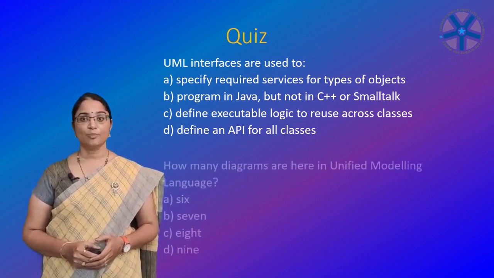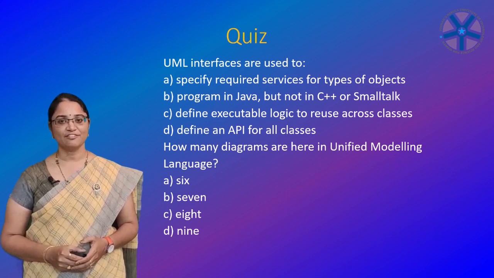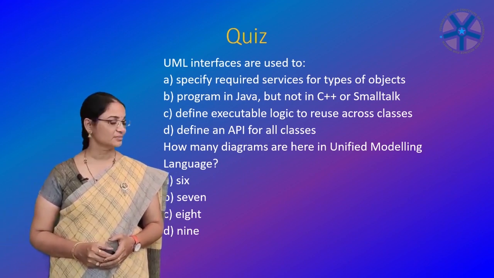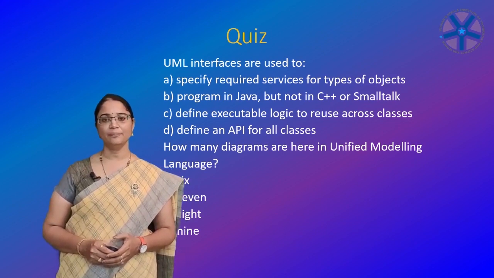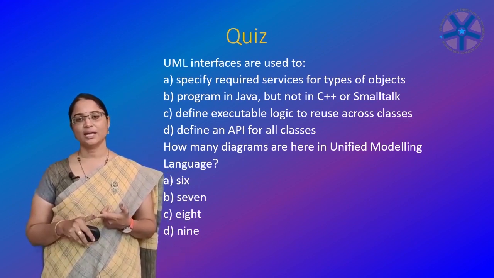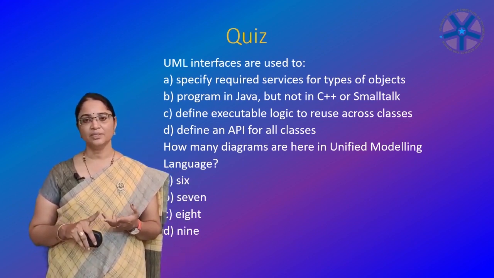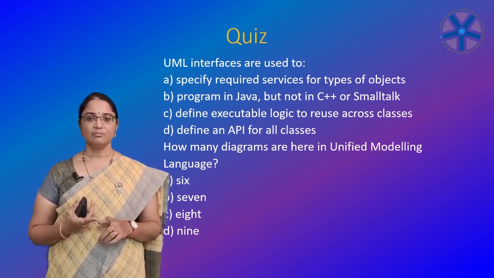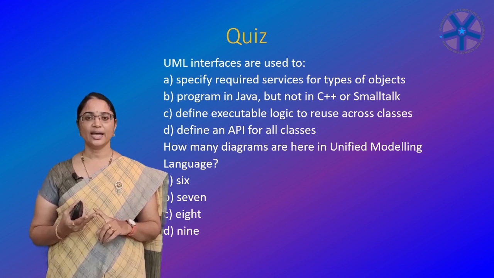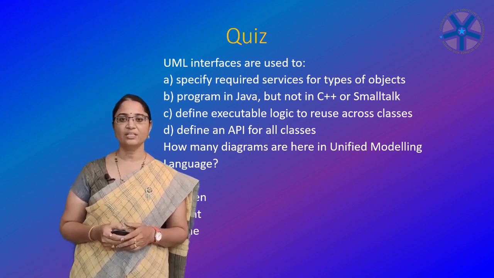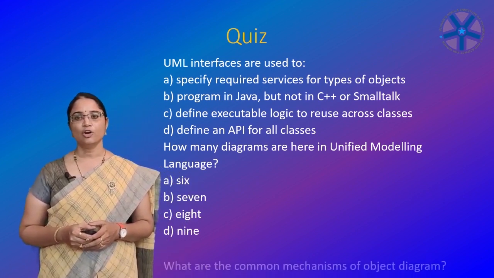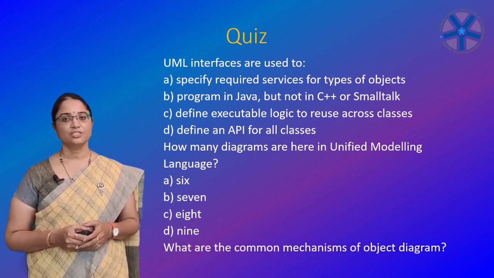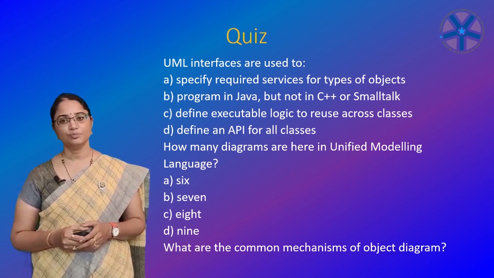And next, how many diagrams are there in the Unified Modeling Language? 6, 7, 8, 9. So the option is 9. What are they? Class diagram, object diagram, use case diagram, collaboration diagram, sequence diagram, state chart diagram, activity diagram, component diagram and deployment diagram. So we have 9 diagrams. What are the common mechanisms of object diagram? Object diagram is used to represent the object structure.